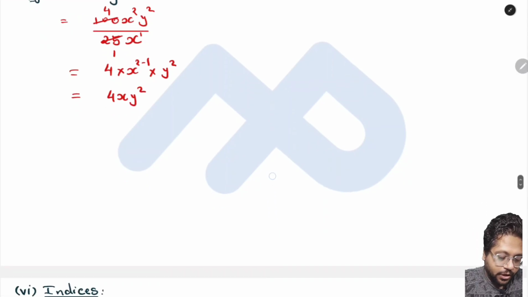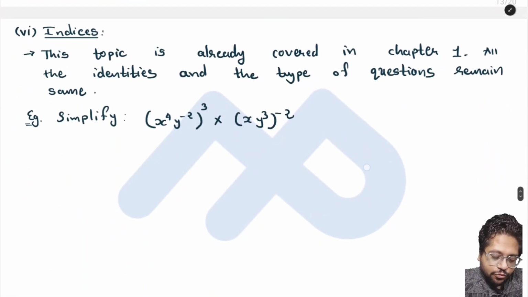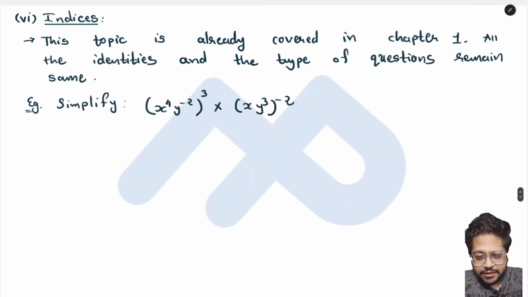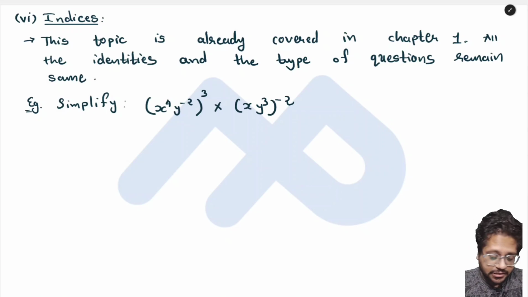Clear? Now I'll give you a quick revision of indices. As I said, I'll paste the whole topic of indices from the first chapter in this playlist itself, but let me give you just a quick revision. I will solve 2 or 3 very simple questions of indices, so that it will be a quick revision for you. So simplify this: x raised to 4, y raised to minus 2, whole to the power 3.